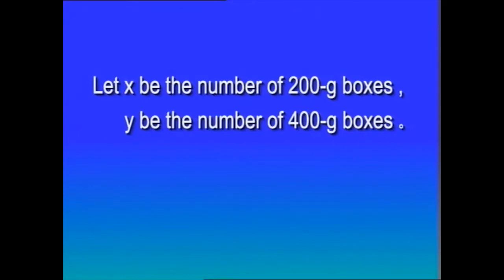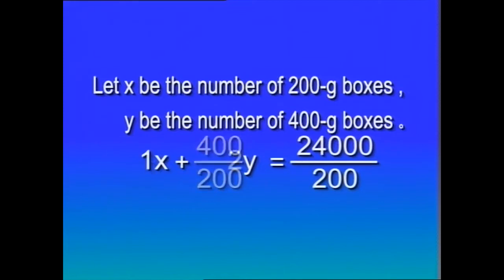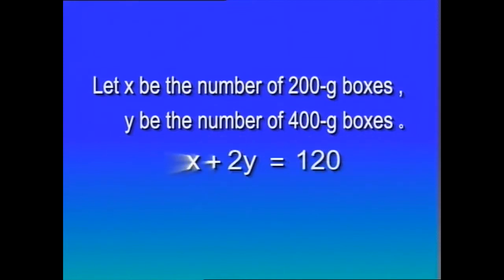X times 200-gram boxes will contain 200 times X grams of tea. Y times 400-gram boxes will contain 400 times Y grams of tea. The gift boxes as a whole must contain 24 kilos. In other words, 24,000 grams. Therefore, 200 times X plus 400 times Y equals 24,000. Or more simply, X plus 2Y equals 120.